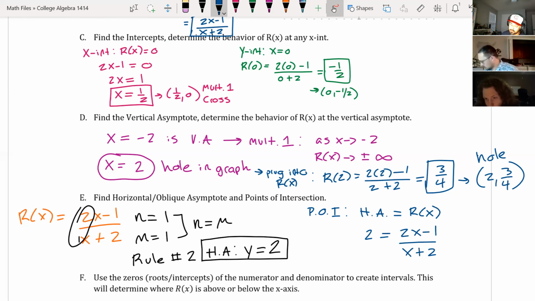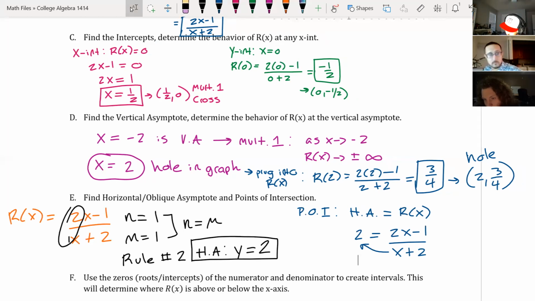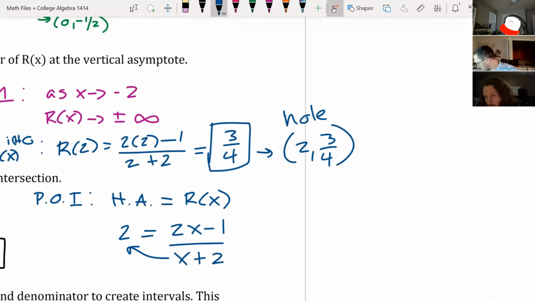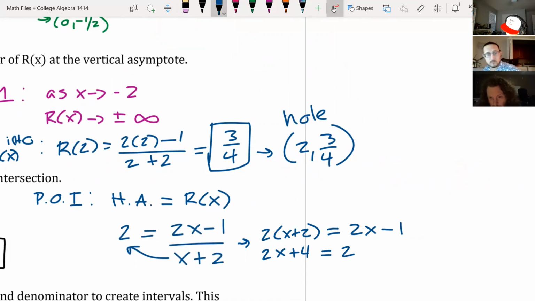Okay. So now we solve for x, and we multiply this x plus 2 to the left side. And we'll get 2 times x plus 2 equal to 2x minus 1. You'll get 2x plus 4 equal to 2x minus 1.